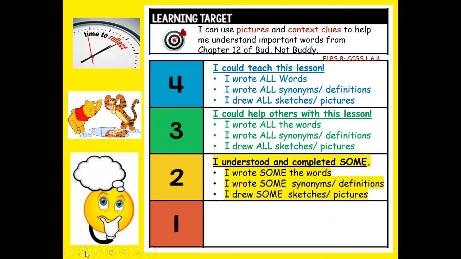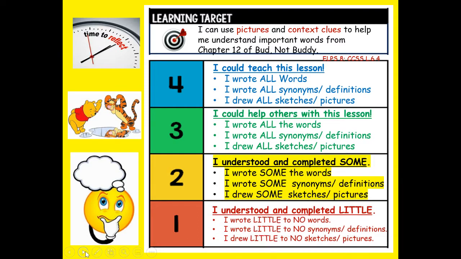Number 2, I understood and completed some. I wrote some of the words, some of the synonyms, definitions, and some sketches. Or 1, I understood and completed little. I wrote little to no words, I wrote little to no synonyms or definitions, and I drew little to no sketches or pictures. So how do you think you did? 4, 3, 2, or 1?